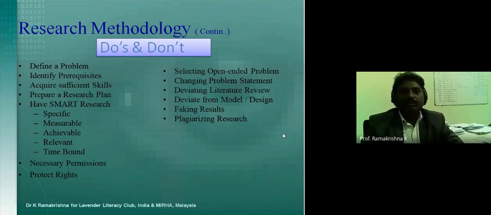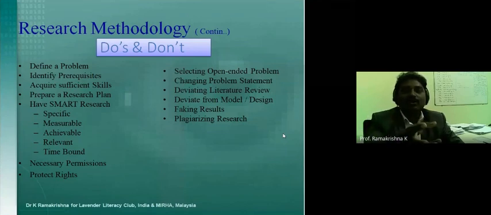So that should not be done. And you should not deviate in literature review. The habit of the researchers is like this. They'll start with one paper. They'll get 100, 200 reference papers. They'll keep on exploring, paper by paper, and they'll find new problem statements.